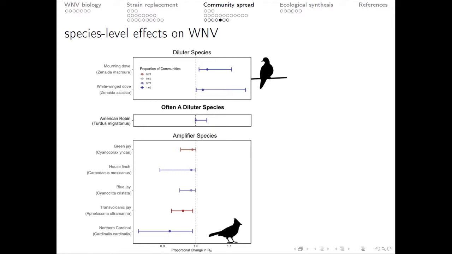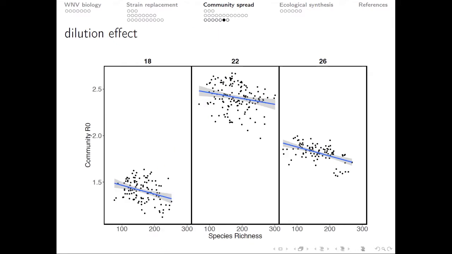And then we have some, and there's a whole, I didn't bother to show you all 700 species because that would be boring. This is just the upper tail and the lower tail of that whole distribution. So there are birds that would lower R0 by 5 or 10% if you took them out of the community.